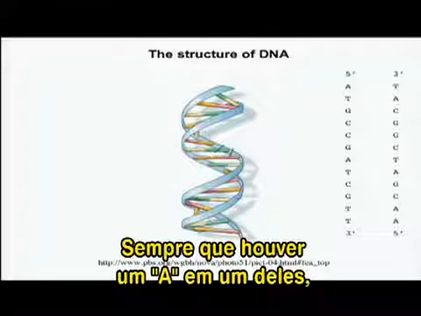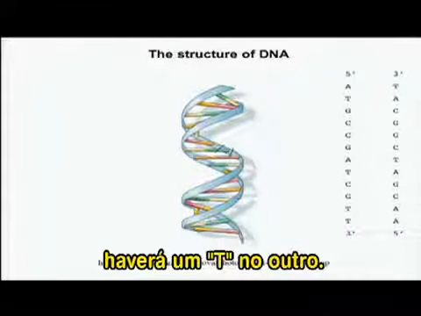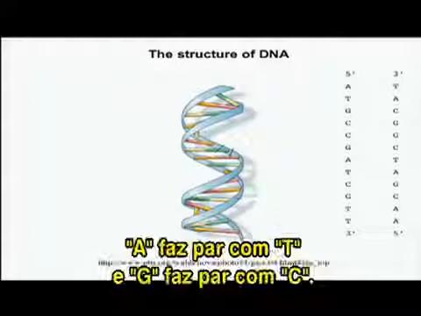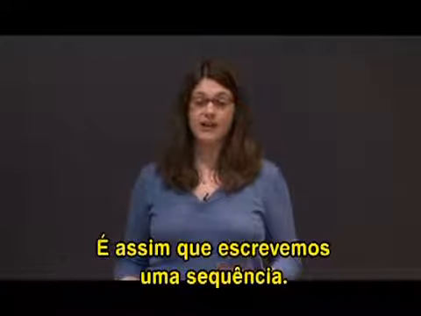And anytime you see an A on one strand, you see a T on the other strand. Anytime you see a G on one strand, you see a C on the other strand. A's bond with T's, and G's bond with C's. So this is how we write a DNA sequence.